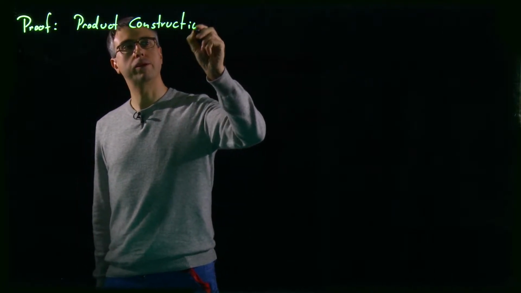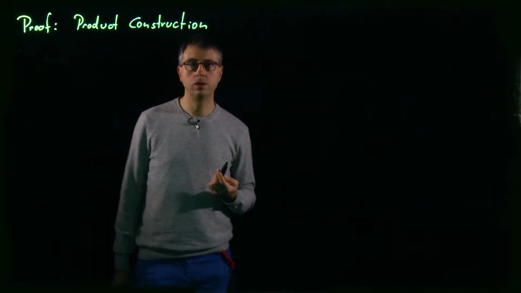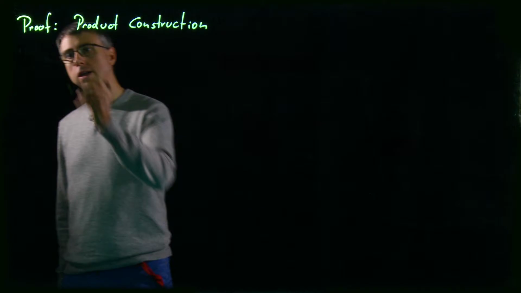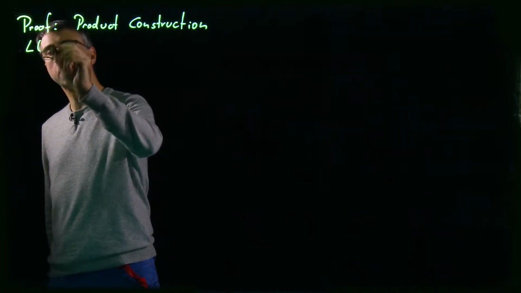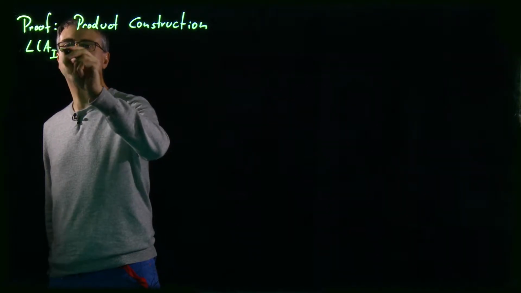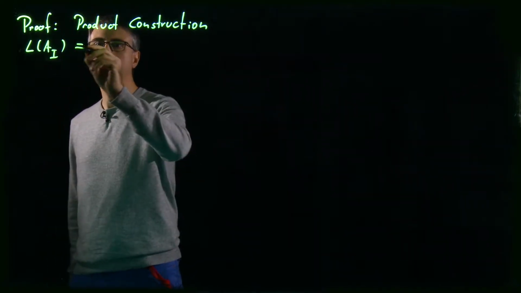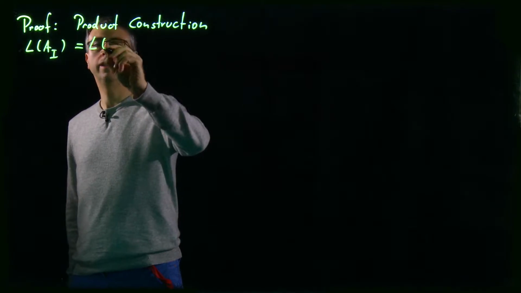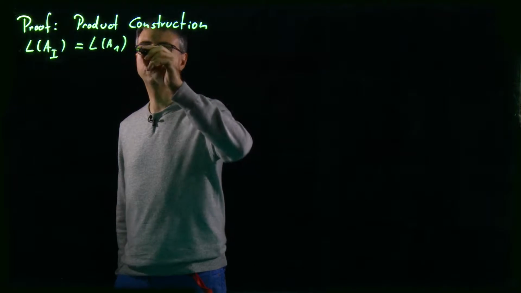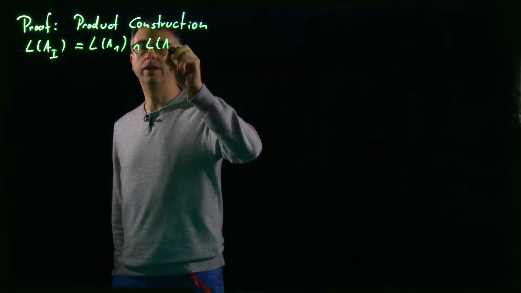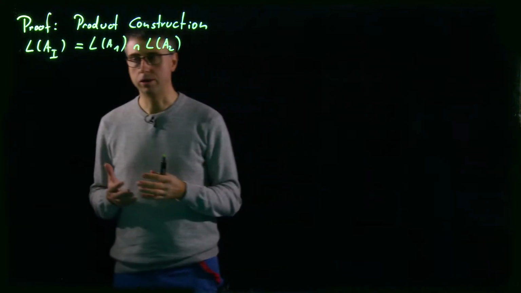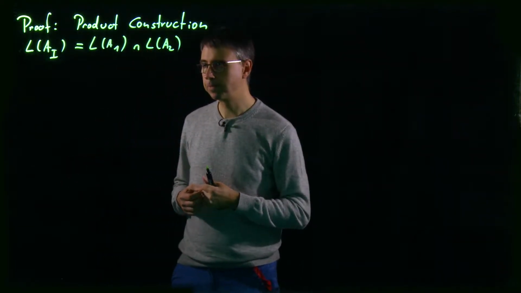Remember, the product construction was meant to create an automaton accepting the intersection of two languages. So I have to prove that the language accepted by the automaton A_I for the intersection is actually the intersection of the language of the first automaton with the language of the second automaton. I hope you remember the construction, because now I will use it.